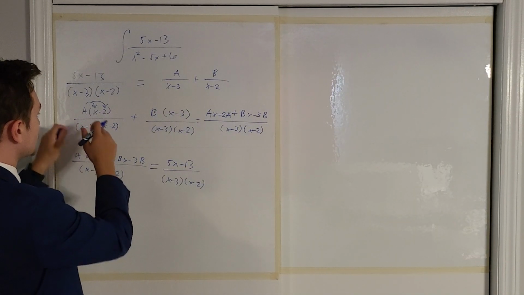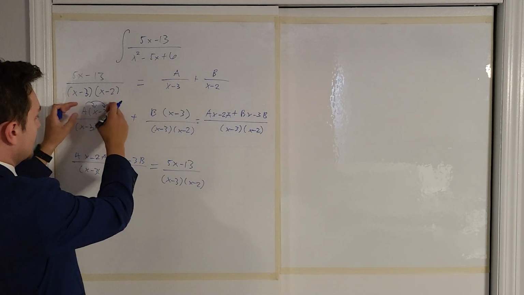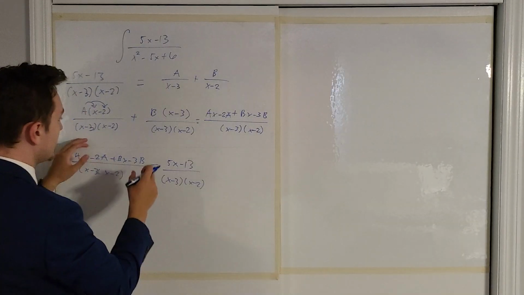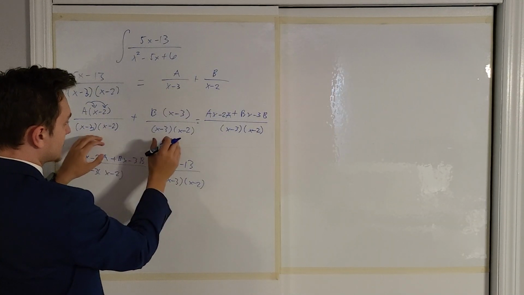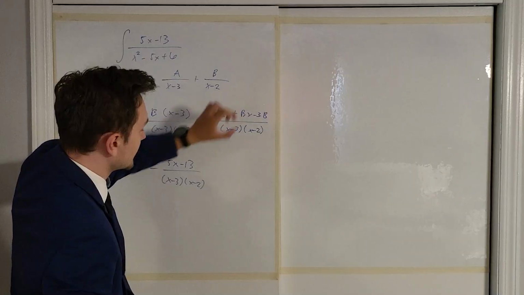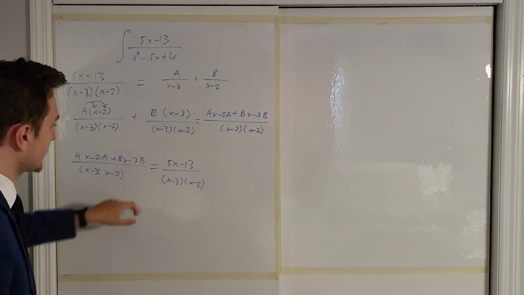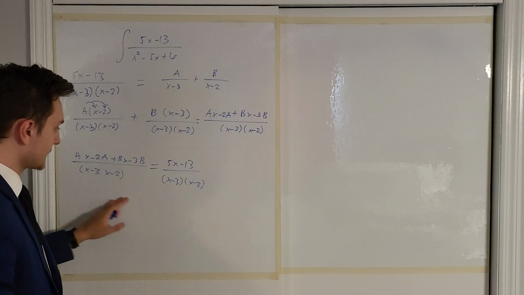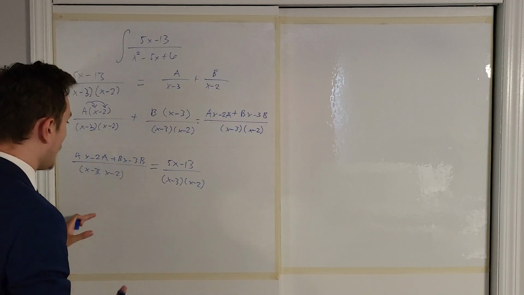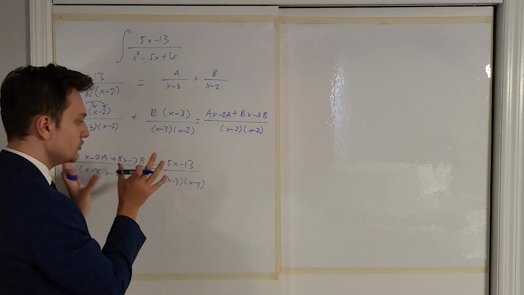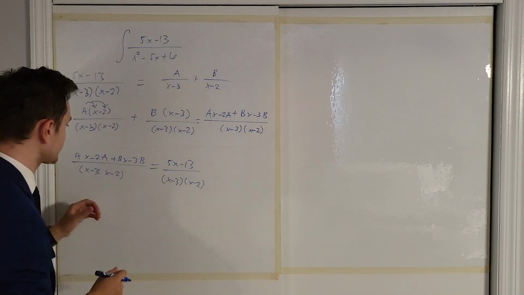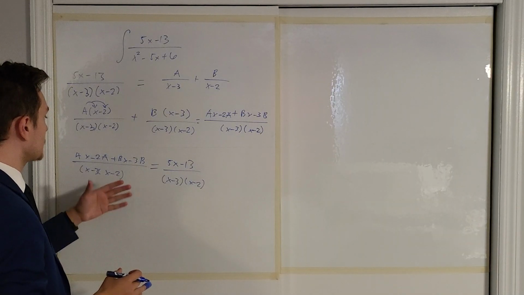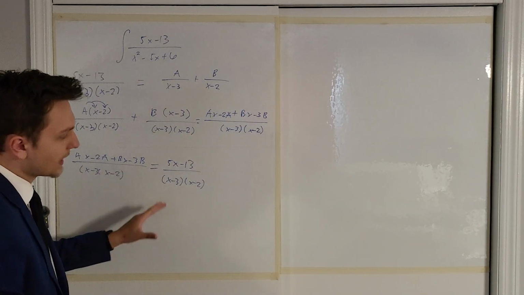Next step is I distribute the A into its factor. I distribute the B into its factor. And then, since I have two fractions with the same denominator, I can add them and I can get here. And this equal sign carries down. Now I can see these have exactly the same denominator, so I can just worry about making sure the numerators are equal, okay? And I can separate this into two categories. I have terms that have an x, and I have terms that don't have an x.